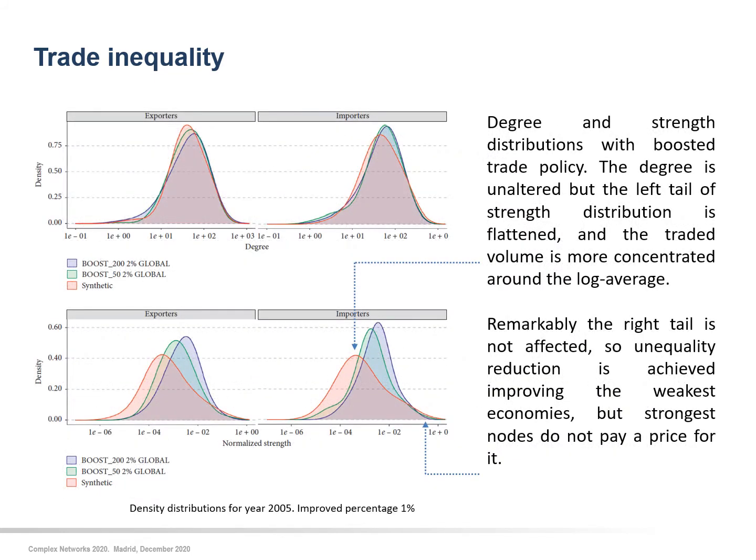These are the degree and strength distributions with boost trade policy. The degree is unaltered, but the left tail of the strength distribution is flattened, and the traded volume is more concentrated around the log average. Remarkably, the right tail is not affected, so an equality reduction is achieved improving the weakest economies, but strong nodes do not pay a price for it.